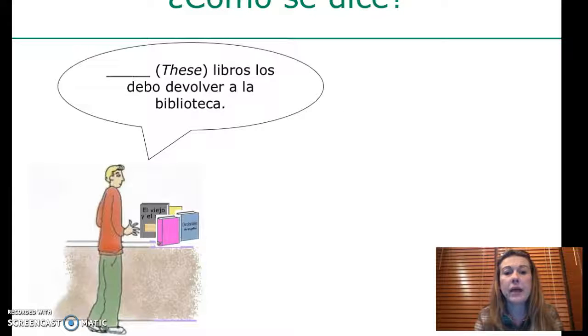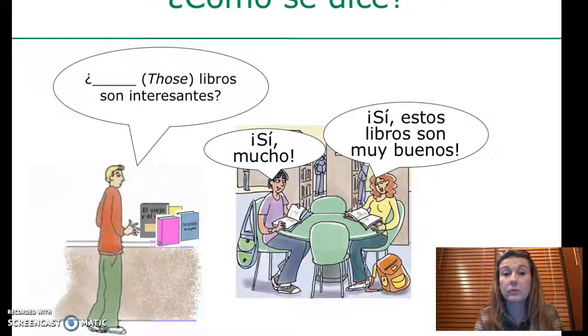Okay, so now we have more than one book. So how would we say these books? Okay, it's going to be estos. Estos libros los debo devolver a la biblioteca. So I should return these books to the library. Okay. So he wants to say, are those books interesting? So what is going to mean those and match up with libros? Esos libros son interesantes.